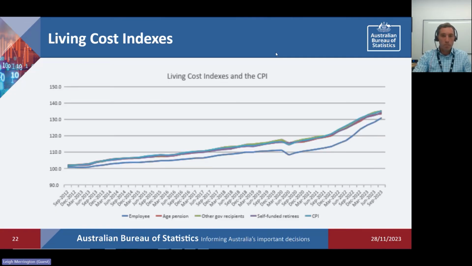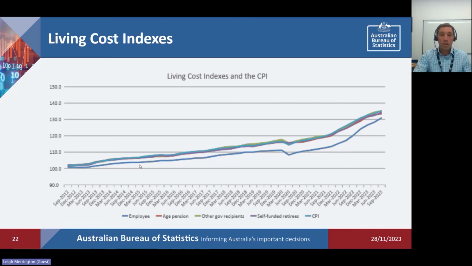So I said earlier that the index isn't particularly interesting. I've plotted the index numbers for each of the households in the CPI over about a 10-year period, just to show that they're very similar. So the CPI is in there somewhere in the middle, and the other households are grouped pretty closely around that. You do see some differences on a quarterly basis in terms of the movements, but over a long period of time, they track each other pretty closely.